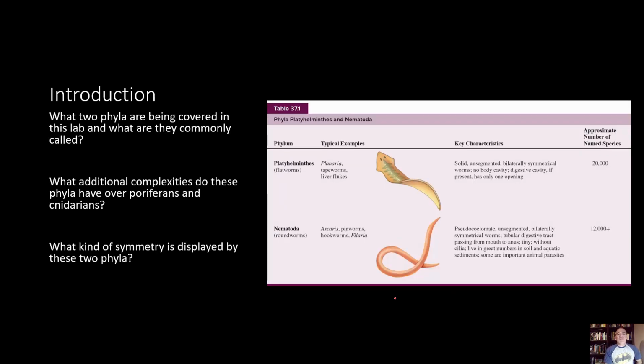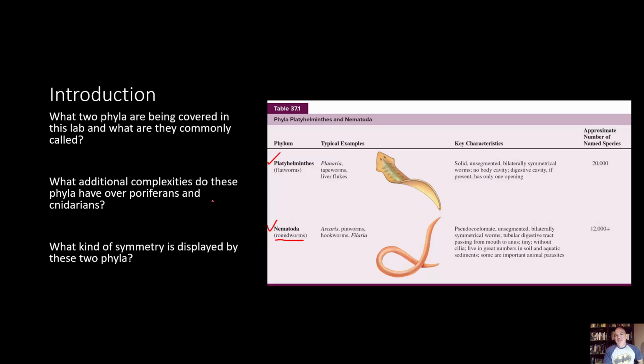So for the introduction, make sure you go through the background and read it carefully, and when you do, you should be able to answer these basic questions, like what two phyla are being covered here. Well, they are the flatworms, which belong to the Platyhelminthes, and the roundworms, nematodes. Now, platy means flat, and helminth means worm. And nematode, I'm not sure exactly what the actual translation of that is, but those are the two phyla.